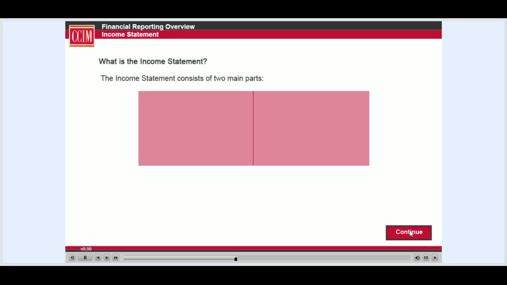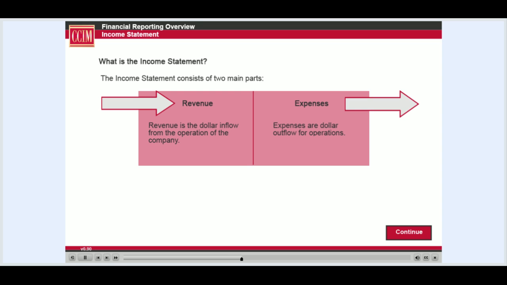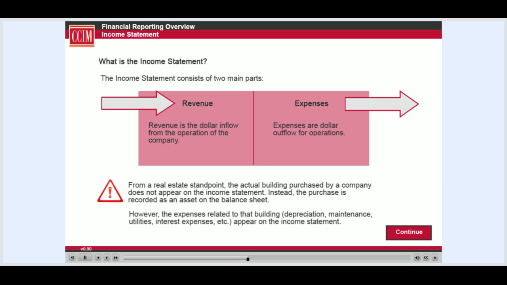Income statements show how much money a company earns and spends. They detail the revenue that a company receives through its earnings, as well as the expenses that the company incurs through its operation. While the value of the real estate itself may not appear directly on an income statement, the expenses of operating real estate, such as maintenance and utilities, do.